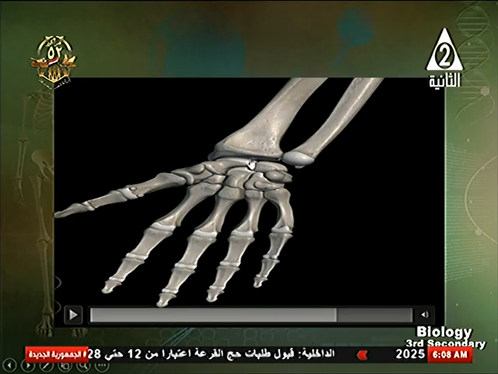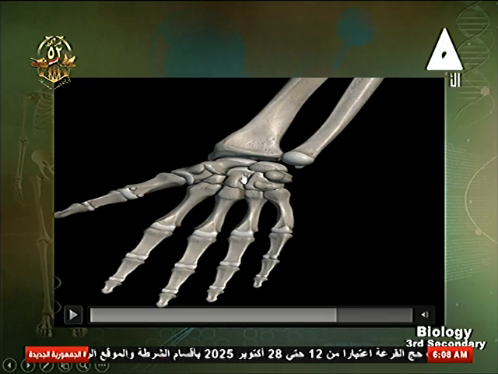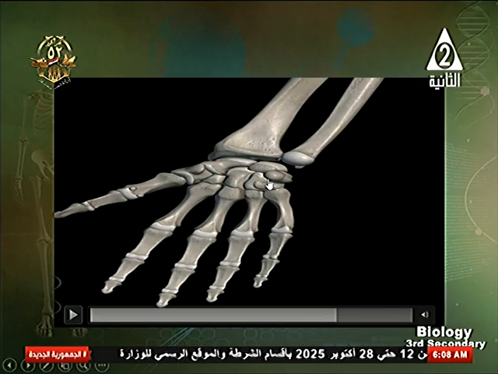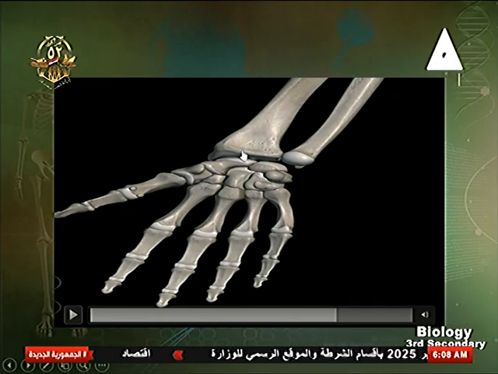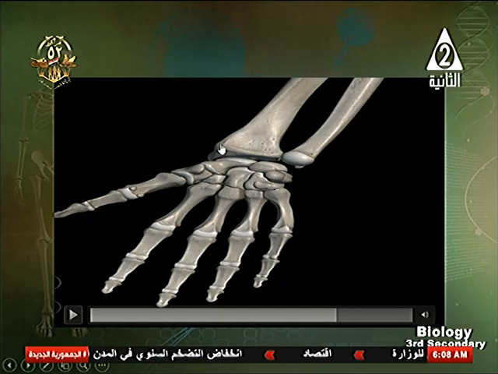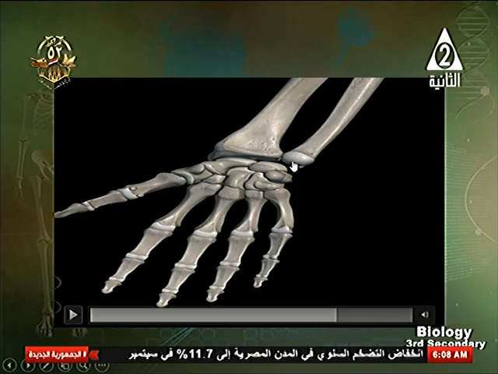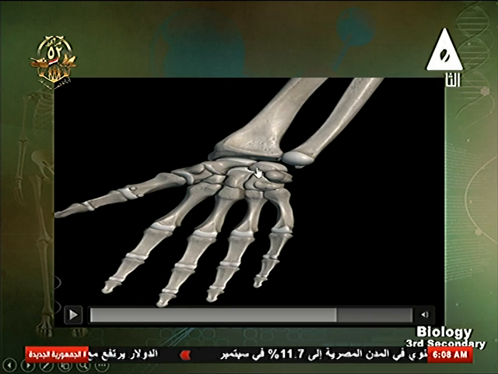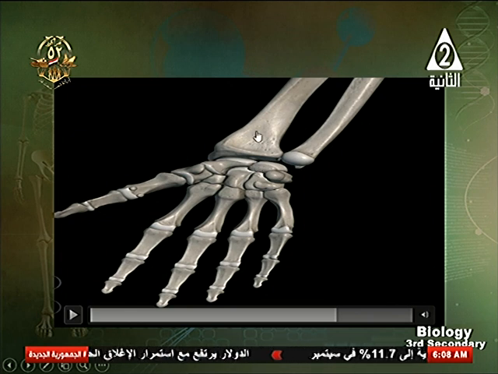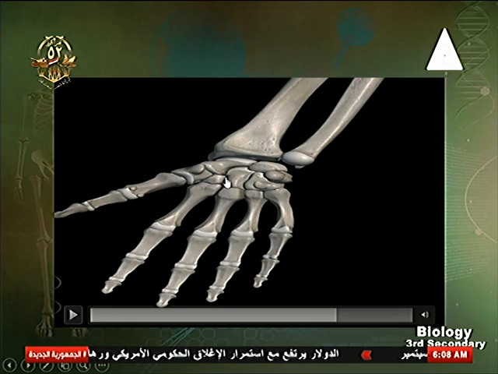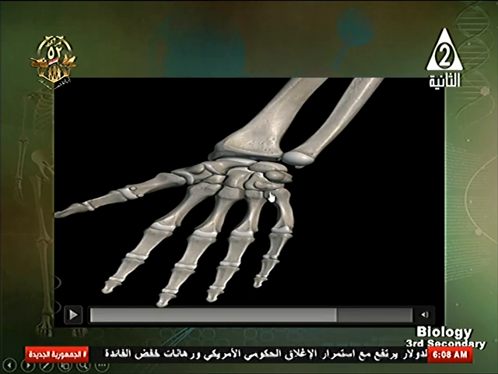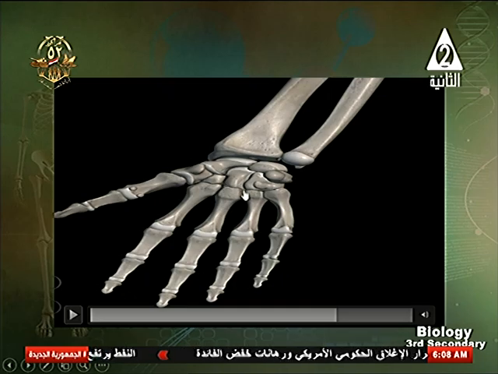The wrist consists of 8 bones arranged in 2 rows, called carpals. We have 8 carpals, and their upper end is connected with the lower part of the radius, not attached to the ulna. The ulna is attached only with the humerus, and the radius is attached only with the wrist. Okay, while the lower end of the carpals is attached with the bones of the hand palm.